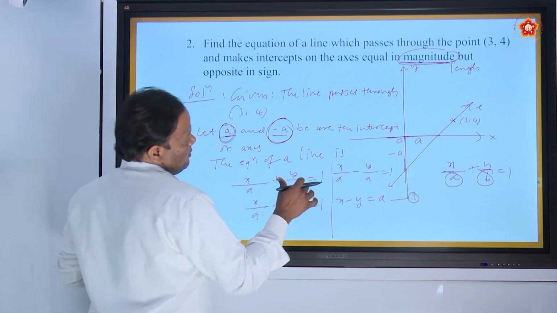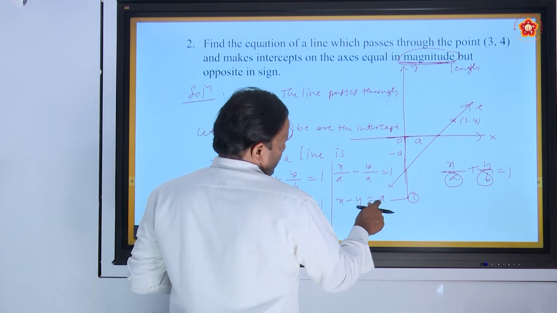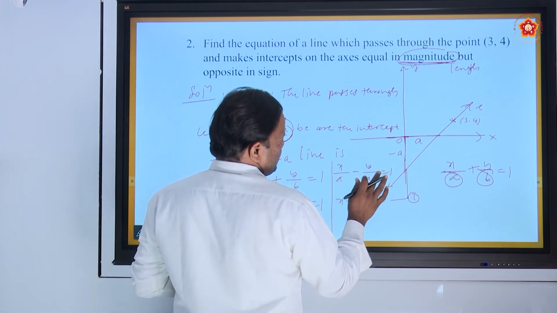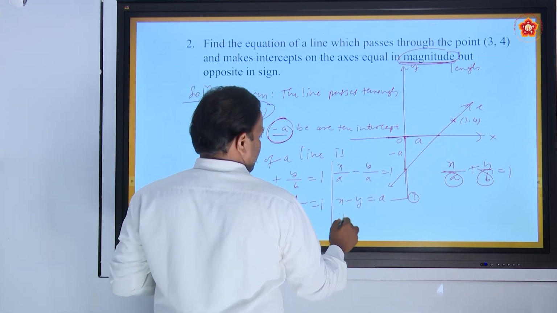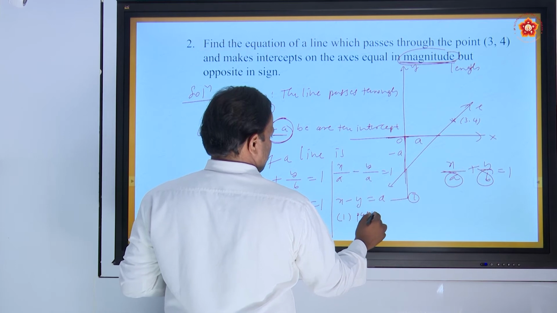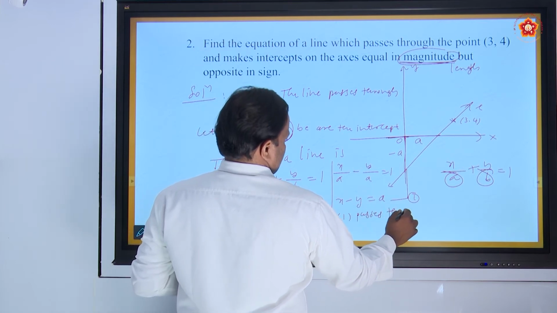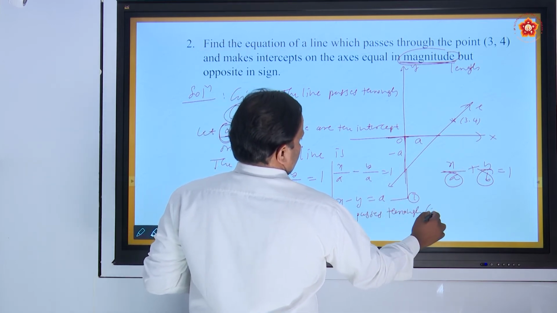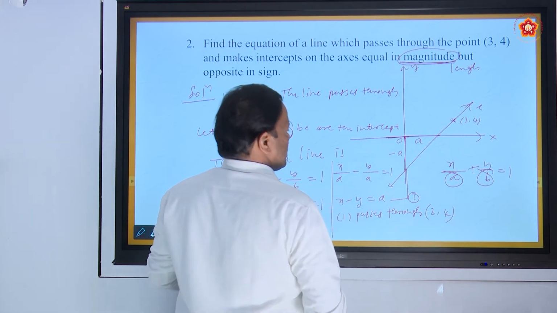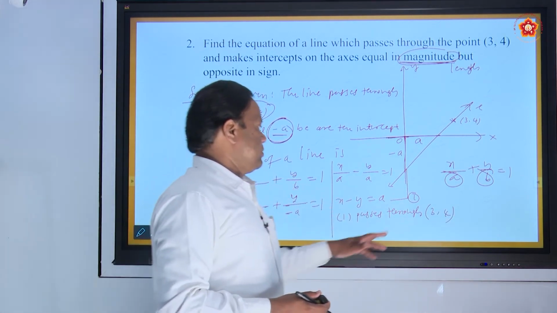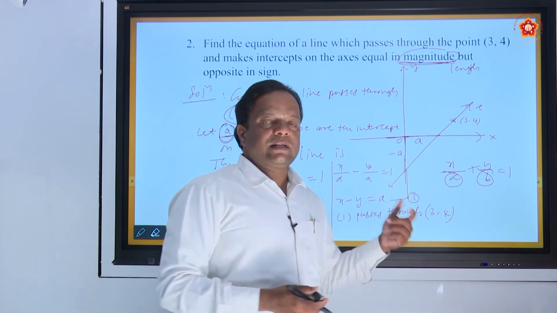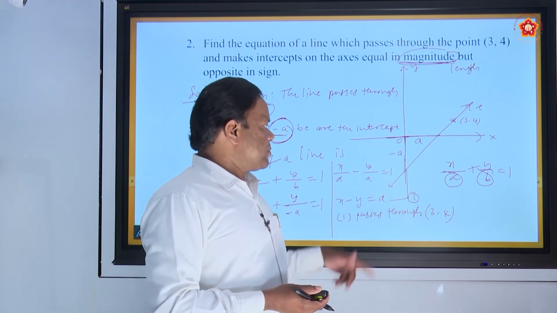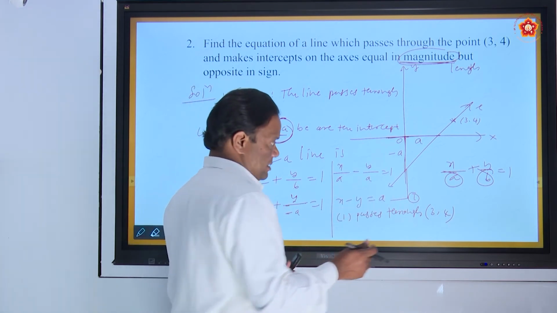See, this is the equation of a straight line. We don't know the value of a, because one condition is given here: the line passes through the point 3 comma 4. So put x is equal to 3 and y equal to 4 here and find the value of a. Once a is substituted in equation number 1, we will get the final answer.